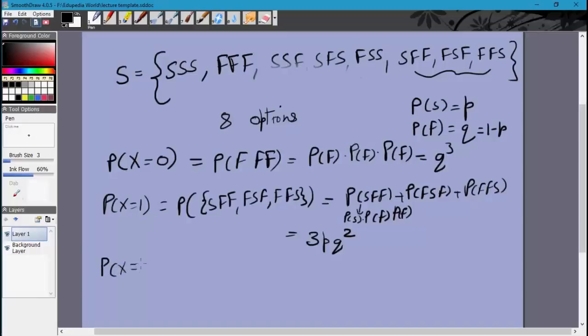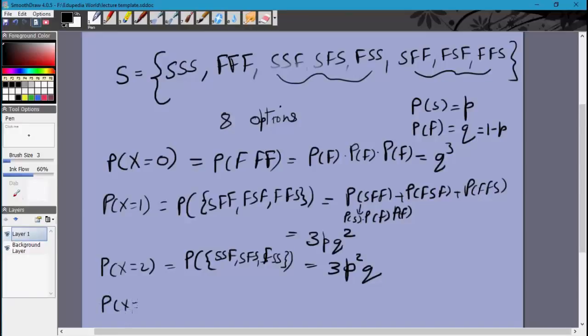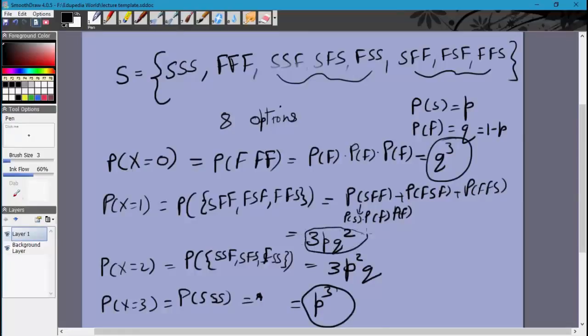Similarly, P(X = 2) means you have 2 successes, which is basically SSF, SFS and FSS. These 3 cases would come out to be p squared q, 3 times, so 3p squared q. And finally, the probability that X is equal to 3, all 3 successes, is the probability that you have SSS, which is P(S) into P(S) into P(S), which is basically p cubed. So these are the important terms: p cubed, q cubed, 3pq squared and 3p squared q.